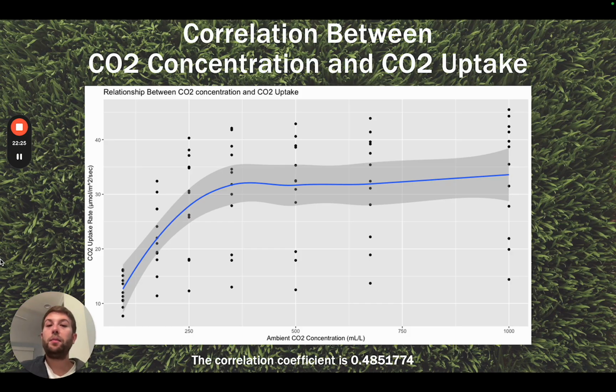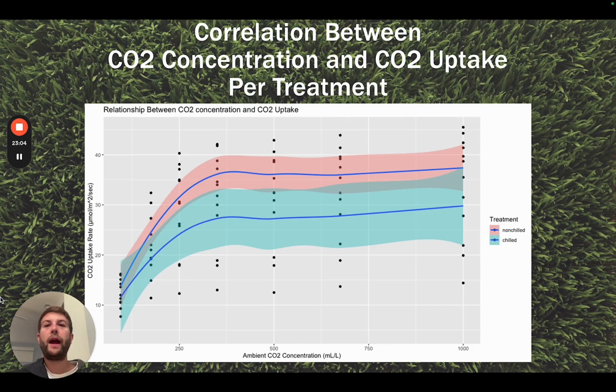This shows that up until a point, an increasing amount of ambient CO2 concentration directly and positively influences the uptake rate. But at around 350 milliliters per liter, the uptake rate pretty much plateaus, assuming this is showing a CO2 uptake saturation. I then wanted to add in the treatment variable to the same scatter plot to see what else I could find. When I added the treatment variable to the scatter plot, it showed a line of best fit for the non-chilled and chilled treatments.